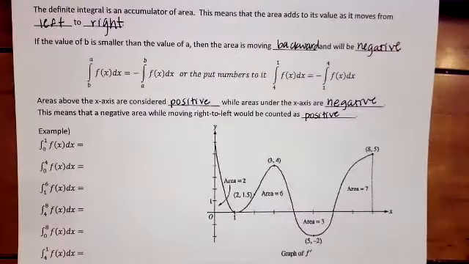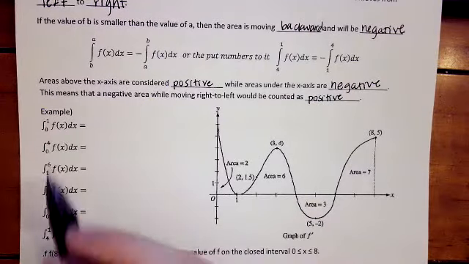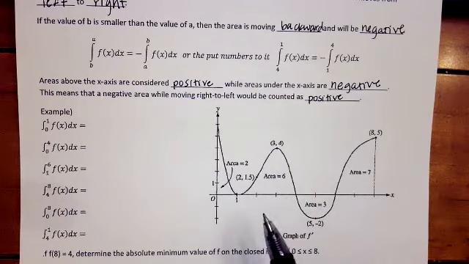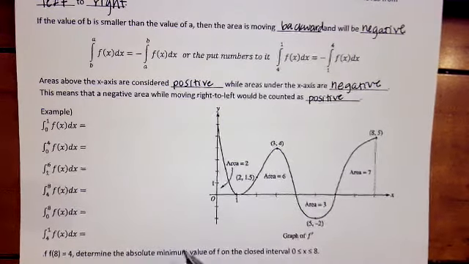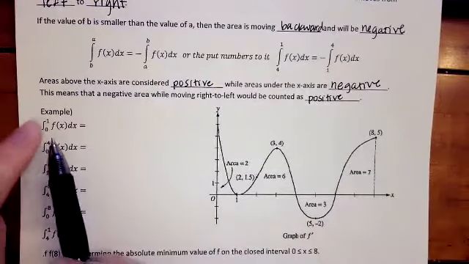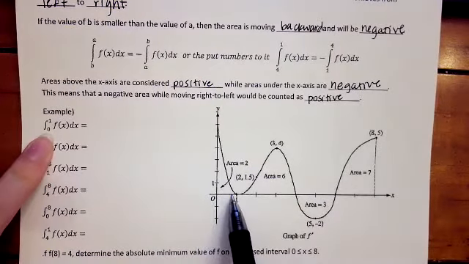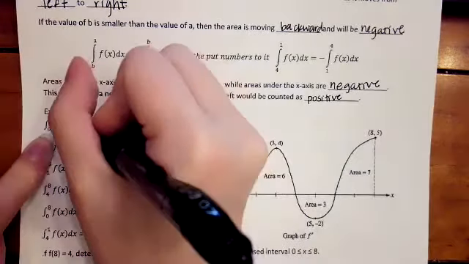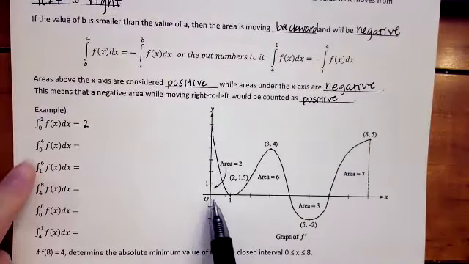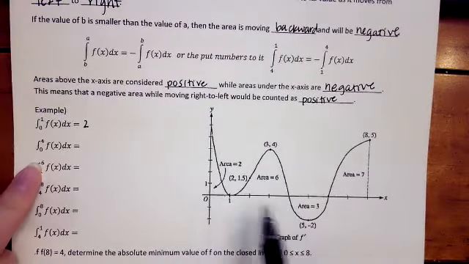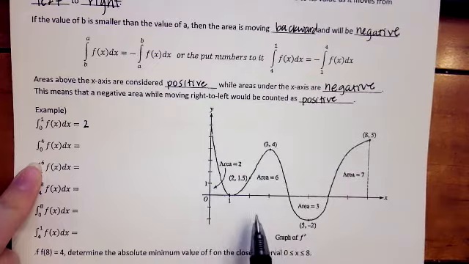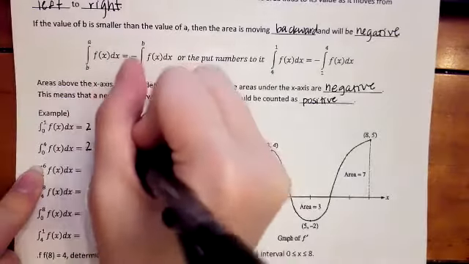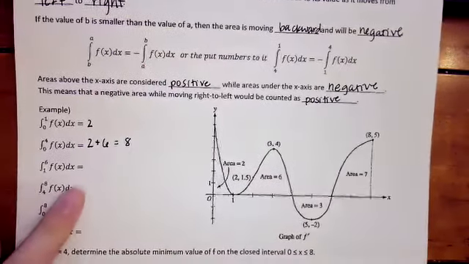So we're going to play around with this a little bit with this graph. We're told what the area under these curves is, and we just want to make sure we can figure that out based on our limits of integration. If I'm going from 0 to 1, that's this area right in here under this curve. We see that it has an area of 2. If we're going from 0 to 4, we're taking this area of 2 plus this area of 6 for a total area of 8.